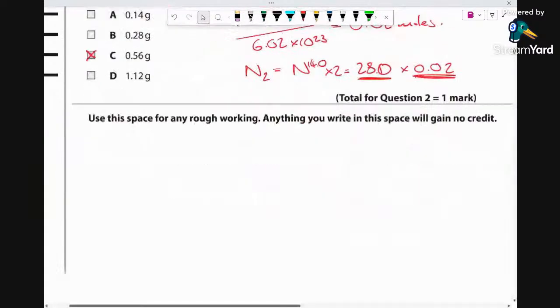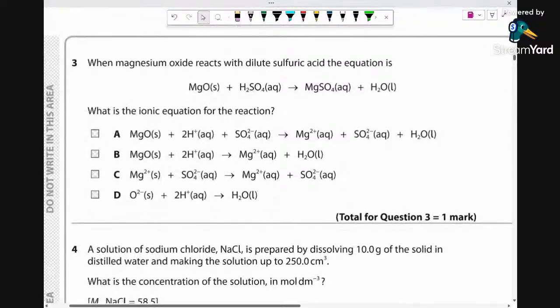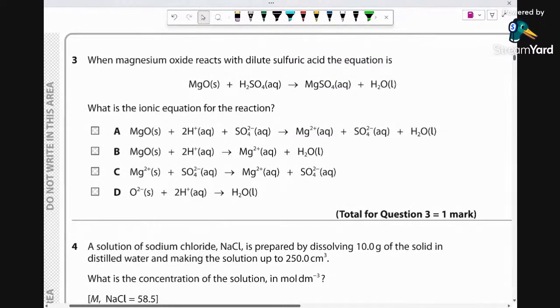Let's move on. Next, when magnesium oxide reacts with dilute sulfuric acid, the equation is given. What is the ionic equation? We talked about this last lesson. We talked about the idea that all solids and liquids just remain the same, and gases too, by the way. The only one that you split into ions is the acid. So if we split this up, we know that the magnesium oxide is going to remain exactly the same because it's a solid. Any aqueous we split into its ions.